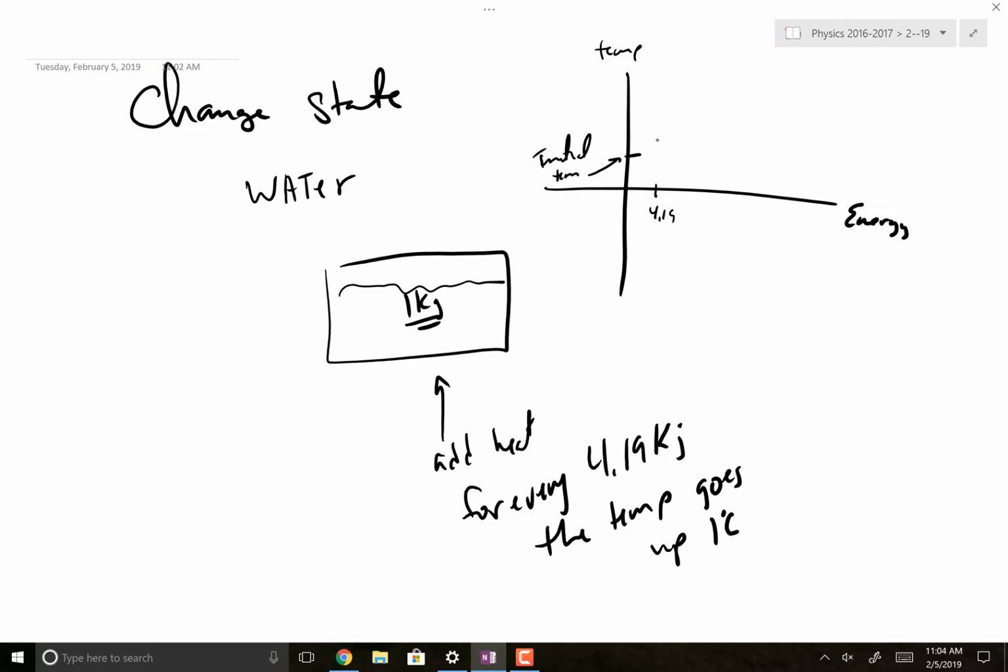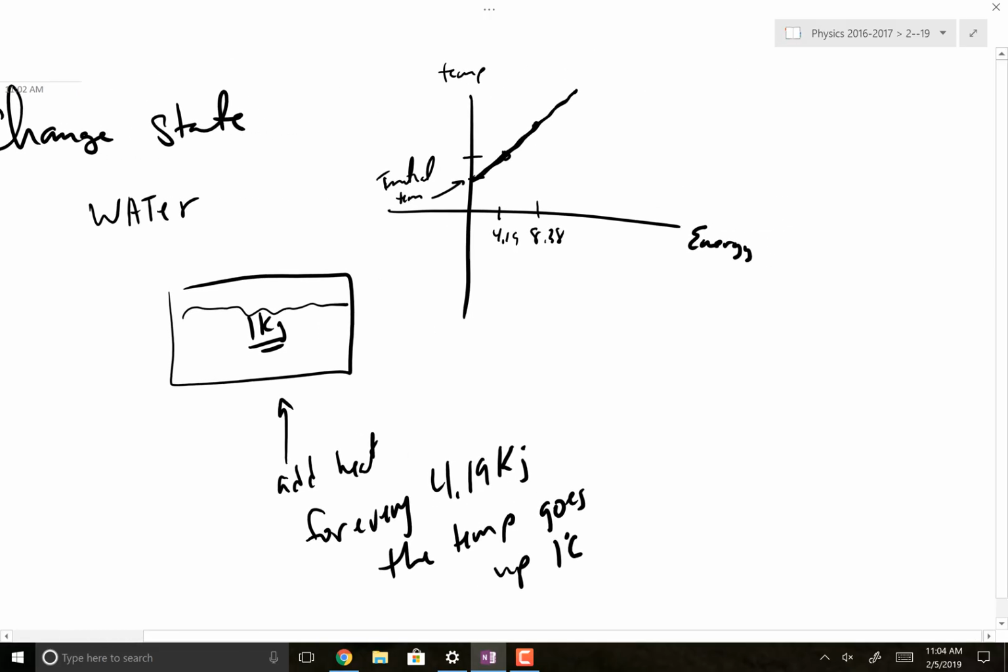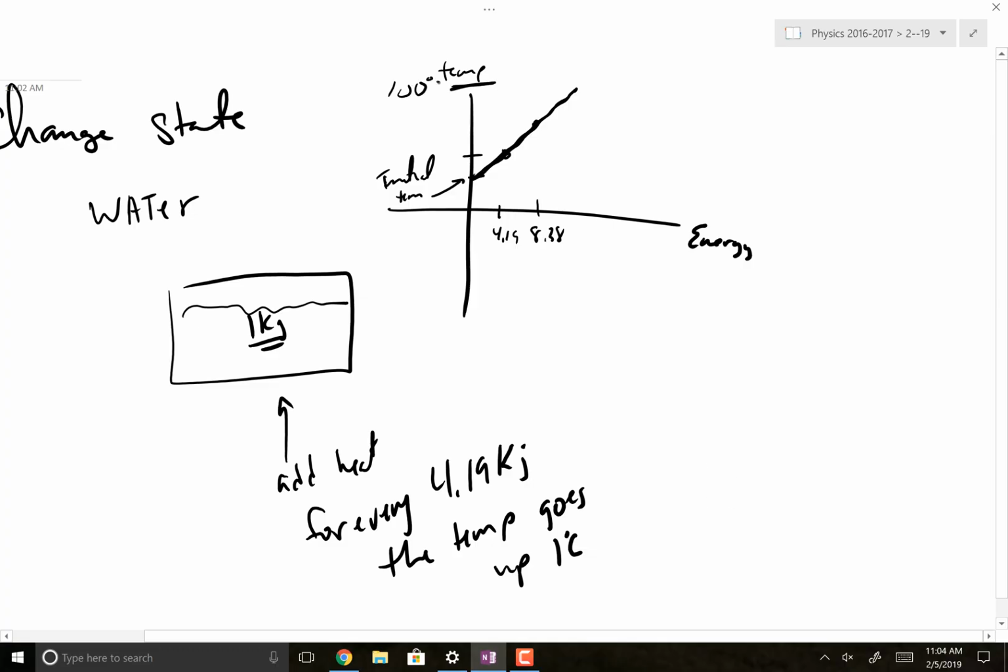4.19 kilojoules, 1 degree Celsius more. 8.38 kilojoules, 1 degree Celsius more. That's a straight line in case you're wondering. And it should look just like this, yes? Until when? What's that? Till the boiling point. That is correct, sir. Till 100 degrees C.